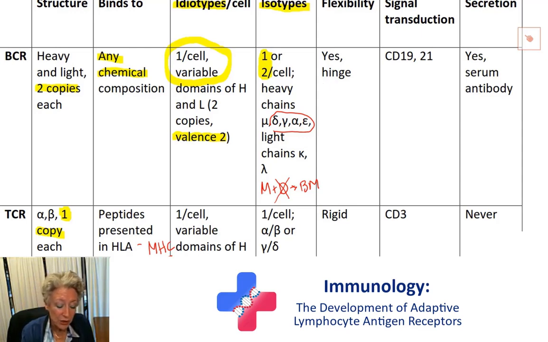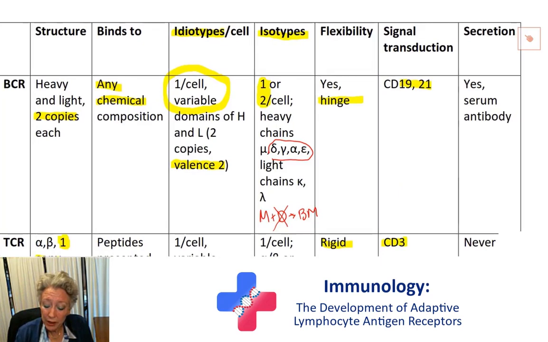Remember, the B cell is slightly flexible in its receptor through the hinge. The T cell is not. It's designed to recognize only peptides being presented in another rigid molecule. So it has to have a complementarity for one type of structure, and it simply does not wobble at all in its ability to recognize. The signal transduction complexes: CD3 in the case of the T cell, CD19 and 21 in the case of the B cell.